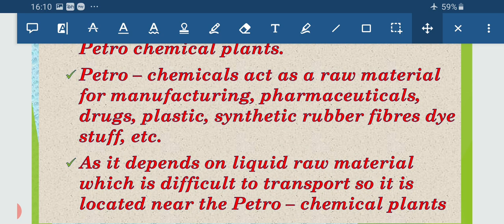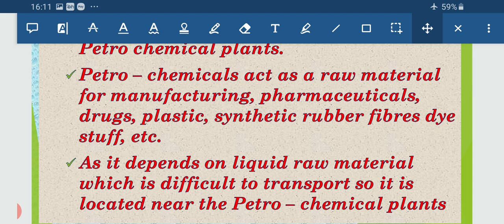Basically these raw materials are used to produce what? Many drugs, many pharmaceuticals, means medicines, plastics, synthetic fibers, synthetic rubbers, dye stuff, all these are the products. And near the petrochemical industry, the organic chemical industry should be localized. Why? Because the raw material they need is in a liquid state. When it is in a liquid state, though through the pipeline it can be carried to far off distances, it will increase the cost of production.